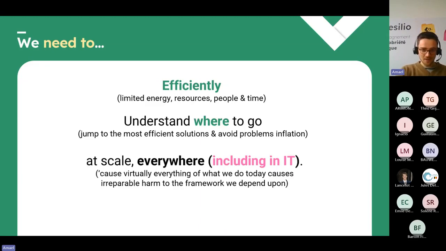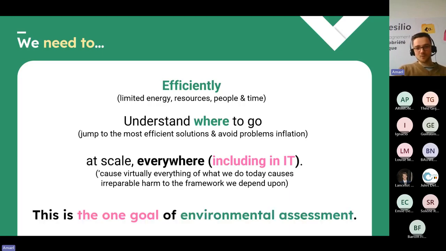And then you can see where my slide is going. This is the one goal of environmental assessment. The reason why I perform environmental assessment every day is not because I love numbers, but because we need to efficiently know where to go, including in ICT, in mobility, energy, whatever sector of human activity, because roughly all sectors are dependent on our environmental framework. So this is the one goal.